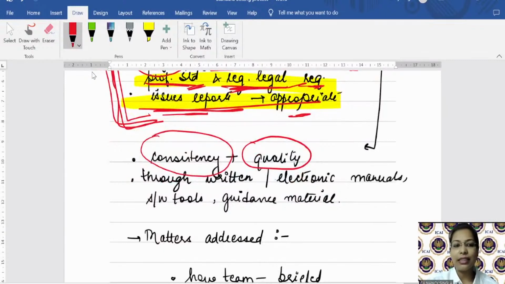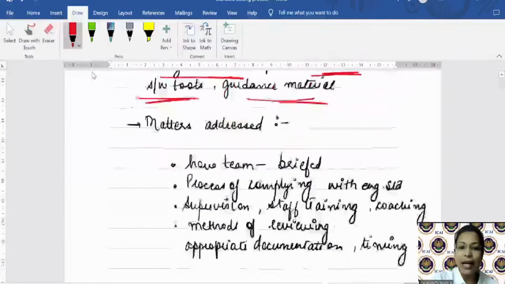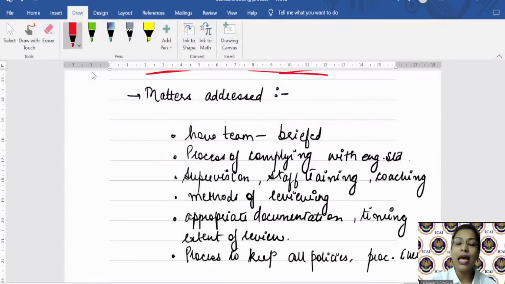And how is it done? Through written or electronic manual. Some manuals are given, some software tools are given, or some guidance material is given. What are the matters addressed in all these things? How the team is briefed, है ना? How the engagement partner is going to brief the team. Brief the team is, tell the team कि हमें क्या काम करना है ना?